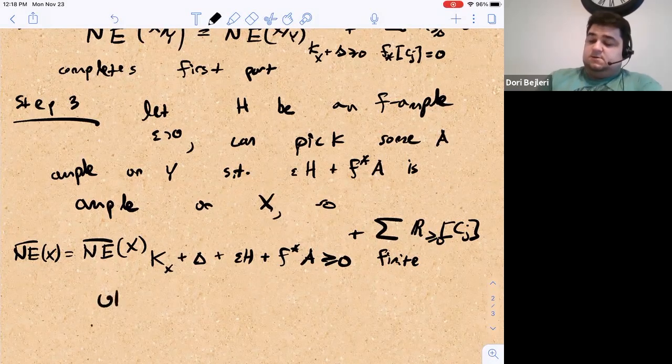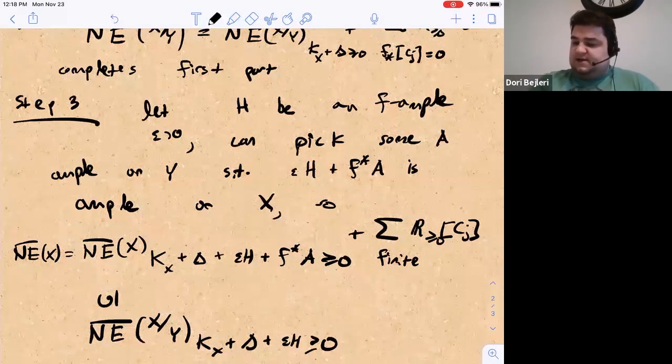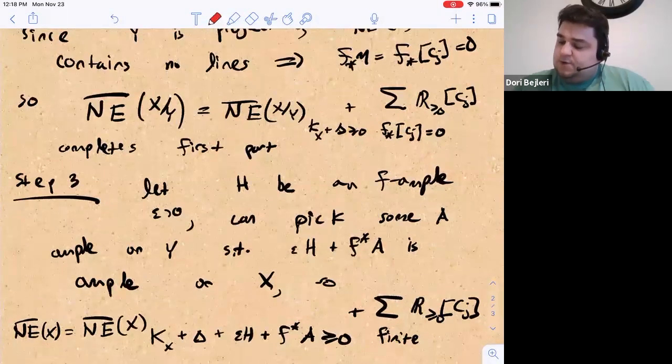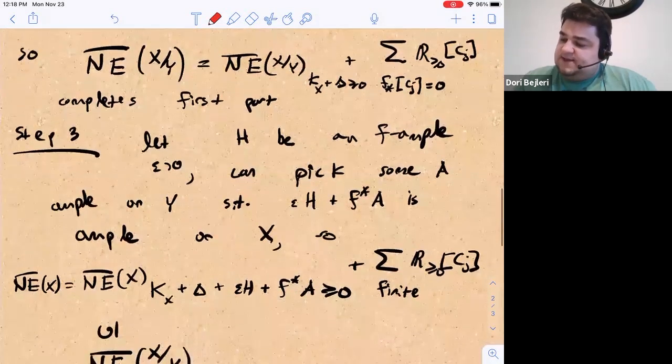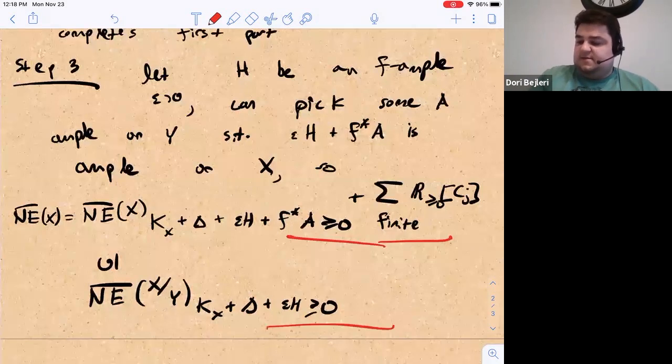So basically, any X over Y, K_X plus Delta plus epsilon H greater than or equal to 0 is contained in the piece where K_X plus Delta plus epsilon H plus f^*A is greater than or equal to 0. And so from there we can conclude, because then from the decomposition previous, we know that to generate everything, we need to take a subset of these curves. But there's finitely many up here, so there's going to be finitely many that we need down here as well.